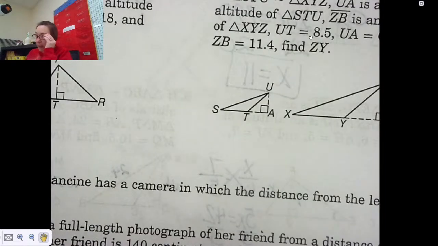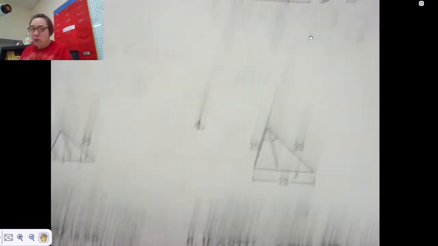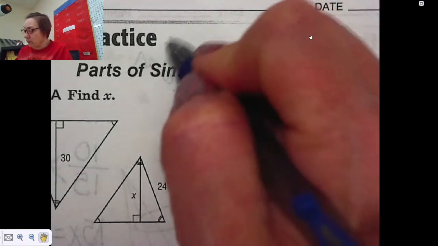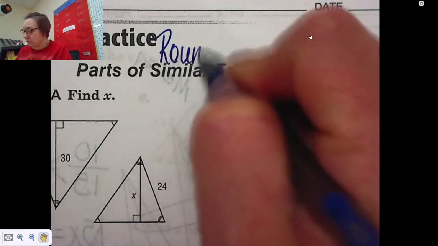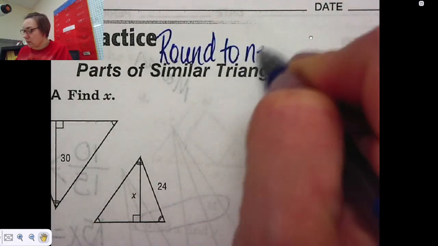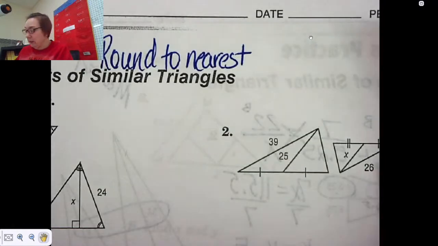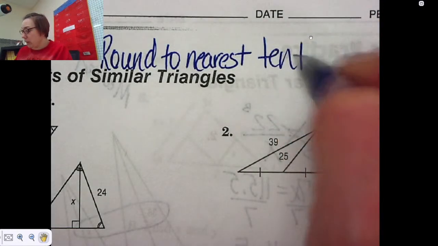Okay, so your assignment is going to be 1 through 7 on the back. There's already an interactive worksheet on Google Classroom. You only need to put your numerical answer in there. And you're going to get some decimals. What are you rounding to? Nearest tenth. That means decimal and then a number, right? Round to the nearest tenth.